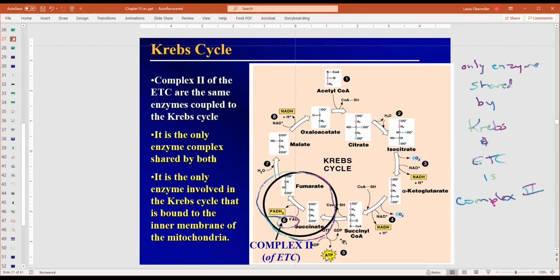And we have this ATP that's being made from the Krebs cycle. Remember, there's 2 acetyl-CoAs, so we get 2 ATPs.